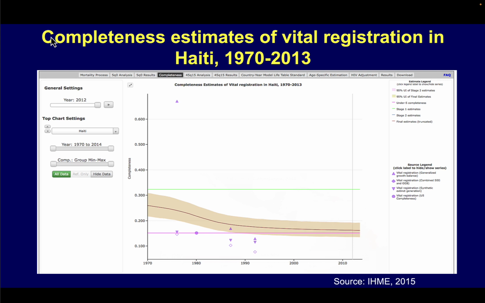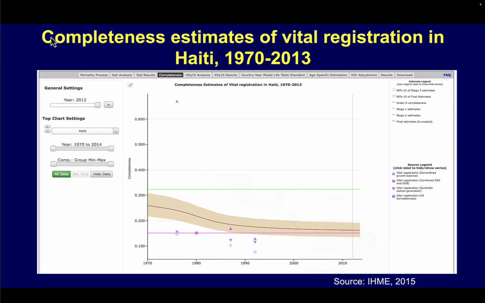And here are some data points that the Global Burden of Disease study has compiled that show how complete vital registration is. It's really quite low over these years in Haiti, ranging between 20 and 30% of deaths being registered in the 1970s, down to below 20% in subsequent years. And more importantly, perhaps, note in the pink shaded data points that there are really not many data estimates on the completeness, which is a sparse data problem.